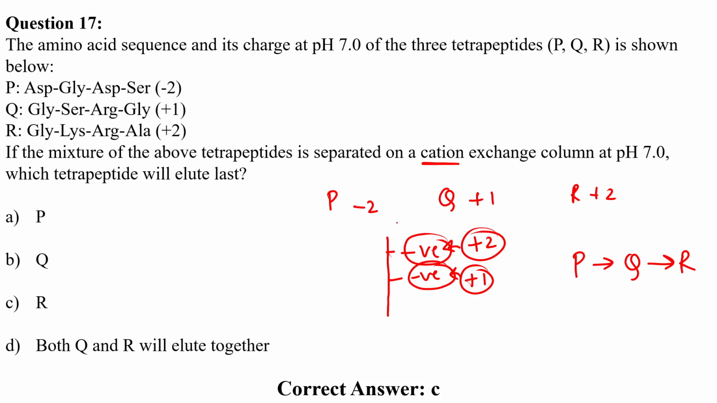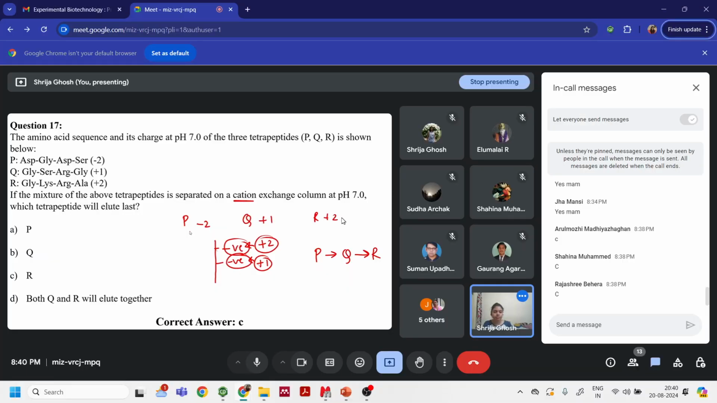So this is basically the partition coefficient. R has a higher partition coefficient with the stationary phase than Q, and then we have P. So most of you got the answer right. I am assuming that you understood the concept of ion exchange chromatography clearly now.